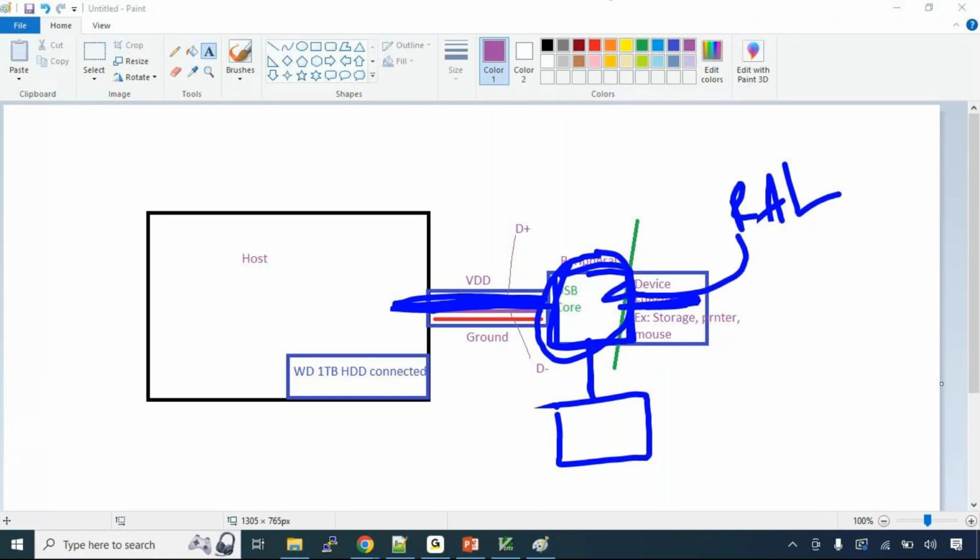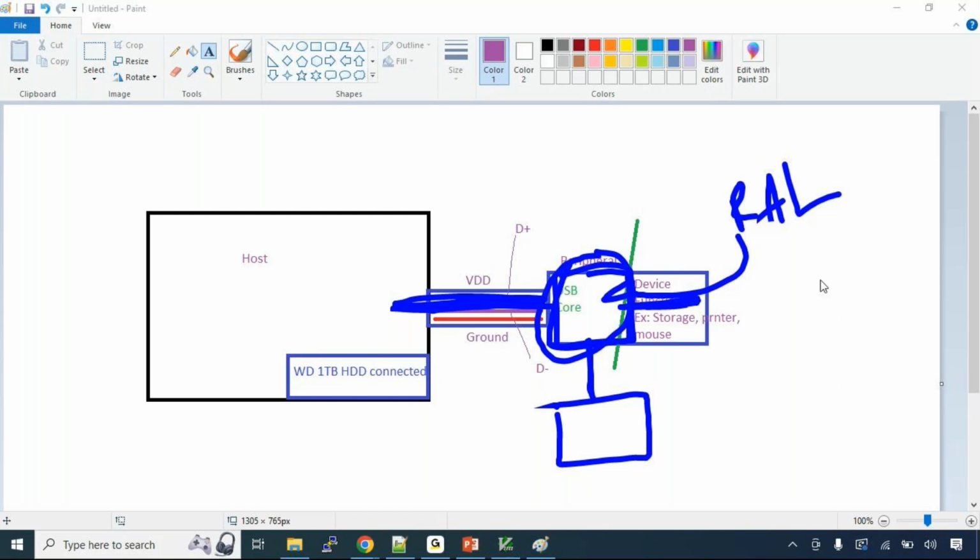I hope it is clear. Register programming will happen via the RAL method, correct? Yes, we'll be using the RAL method to do the register programming.